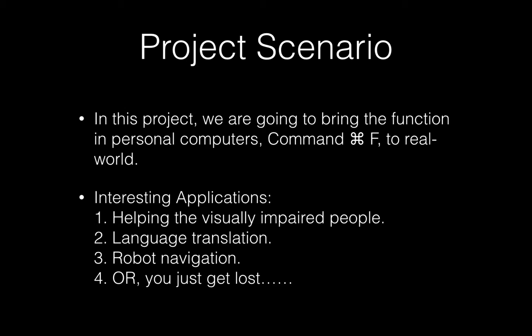So, project scenario. What is the real-world Command F? Imagine you take this function out to the real world. You just take a picture and you can find where the word you're looking for is. There are a lot of applications for this, such as helping visually impaired people in their daily life. Like maybe there's a bus coming, or a stop sign. You can tell visually impaired people that they shouldn't cross the street, or where to go if they want to go to the gym or something.